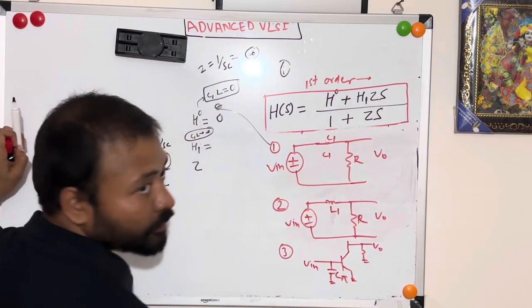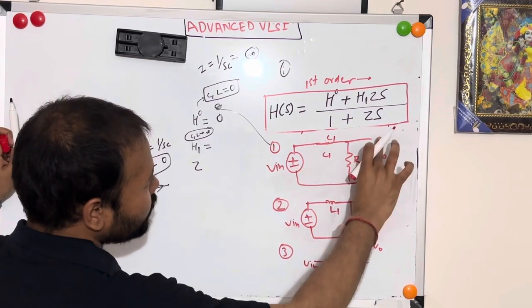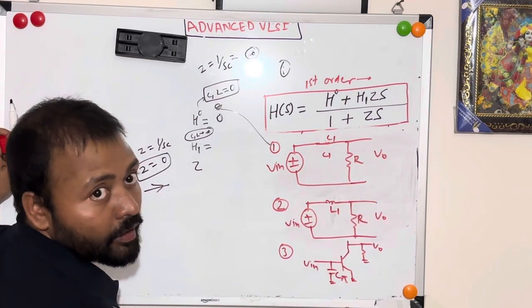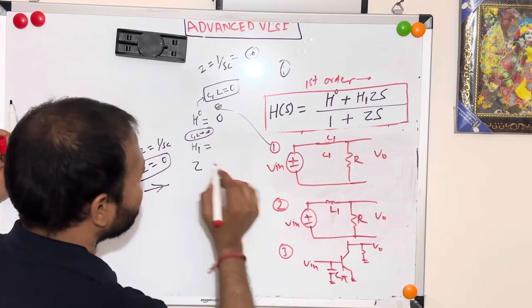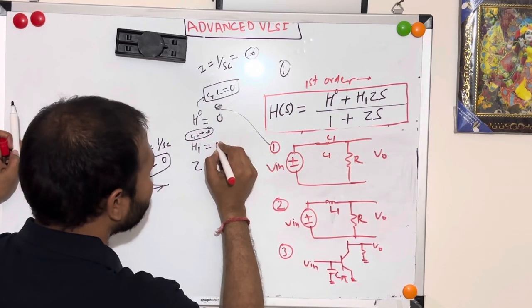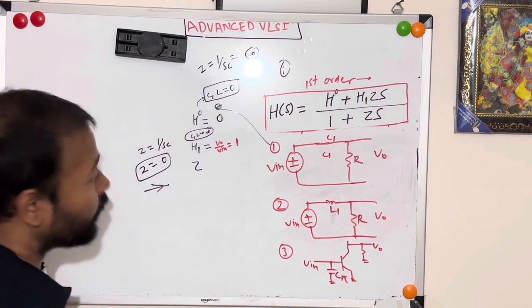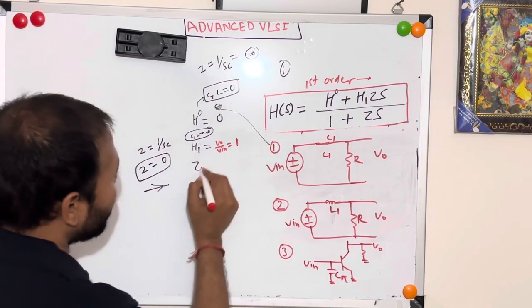Right? If I put C1 as a short circuit, then what is the V out by V in? I have to find the V out. So this is V out. V out is equal to V in. So V out by V in is equal to 1. I got the H1. Then what is the tau?